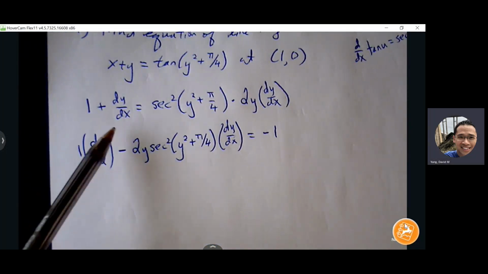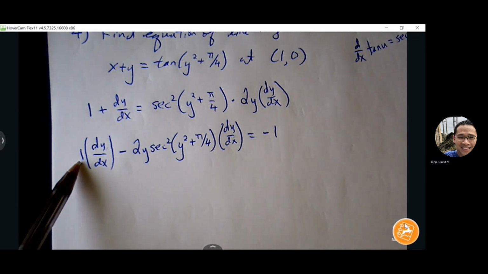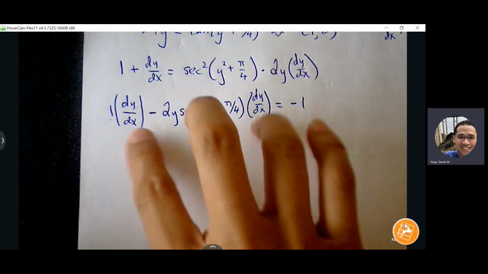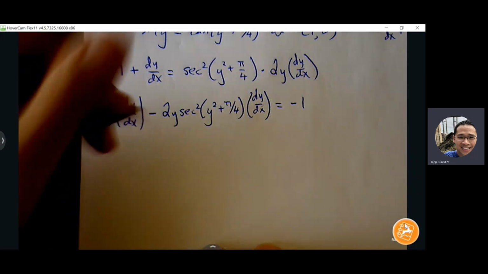If I ever have a dy/dx by itself and I have to deal with factoring, I like to put a 1 in front of dy/dx so that when I factor dy/dx, I don't forget about the fact that there's still a 1 left over. It's not going to just completely disappear. I still need 2 terms, even though I factor a dy/dx out.